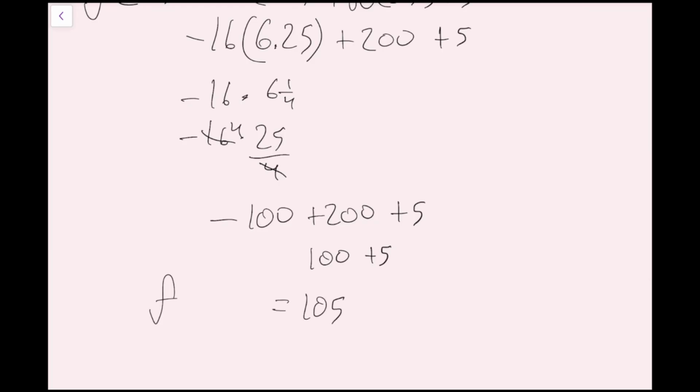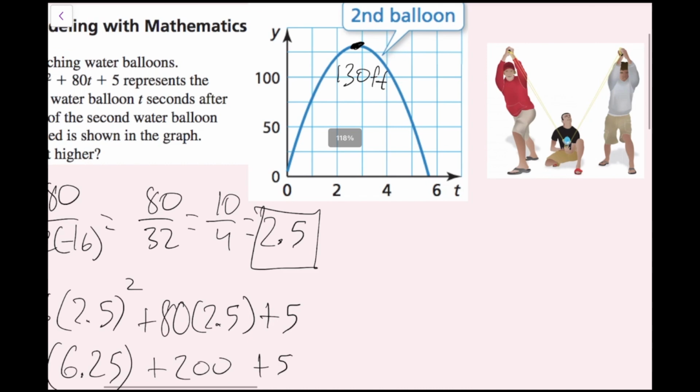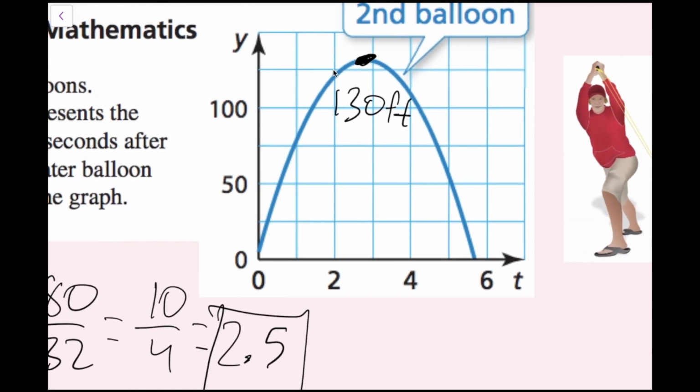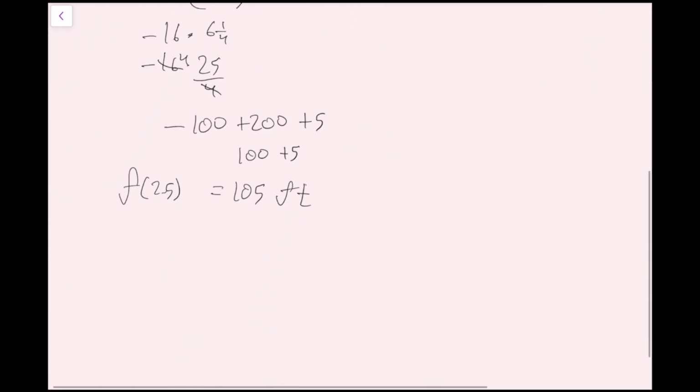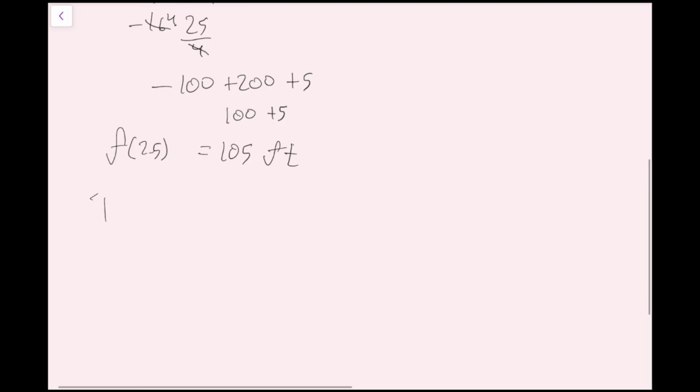So I get f of 2.5 is equal to 105 feet. Now, this is not close enough to our vertex up here, which we know is about 130 feet. We know it's at least over 125 feet. So anyway, we know that the second balloon goes higher in the air. So I'm going to write that down. So the second balloon goes higher. And now we're done with this one.